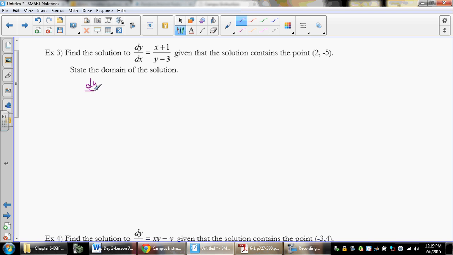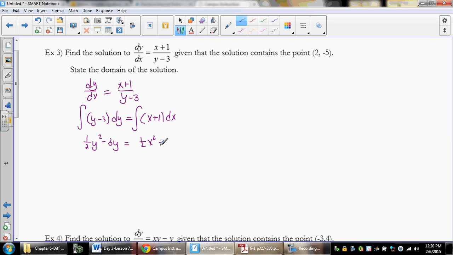So dy/dx equals (x plus 1) over (y minus 3), and if I cross multiply, I get (y minus 3) dy equals (x plus 1) dx. And I'm going to integrate both sides now that the y's are together and the x's are together, and get 1/2 y squared minus 3y equals 1/2 x squared plus x plus c.